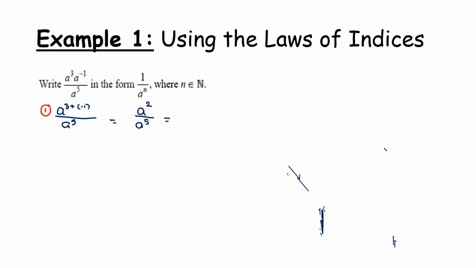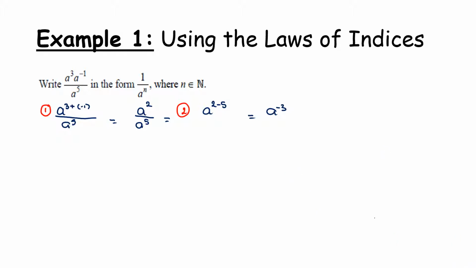Now what I'm going to do is use law 2. And law 2 states that if I have two numbers which I'm dividing and they are the same base, or that same big number, we can subtract the power. So I get 2 minus 5. That gives us a to the power of minus 3.